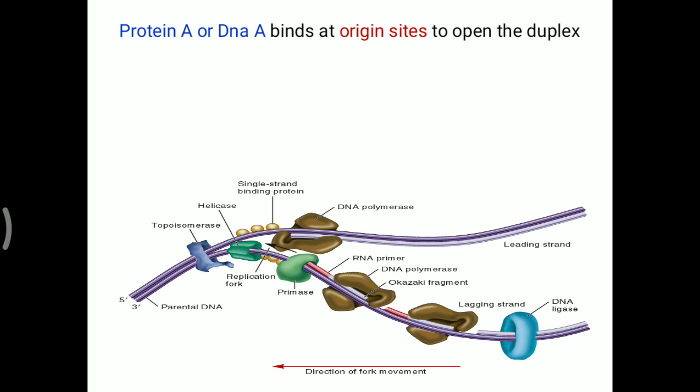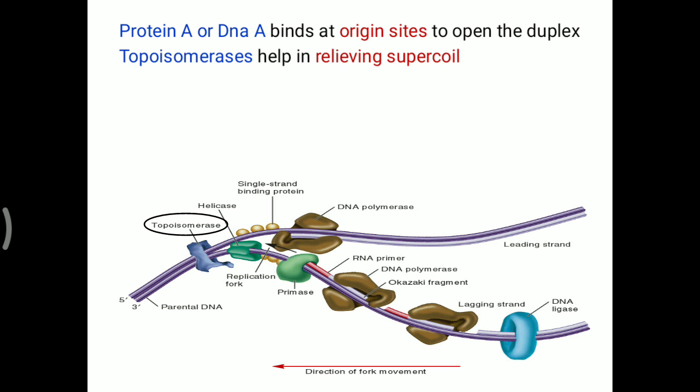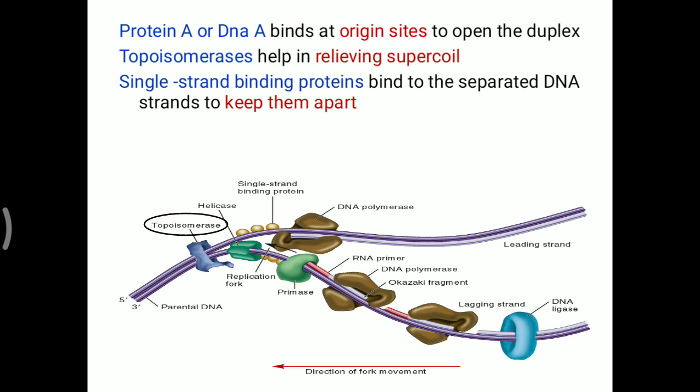Next, protein A or DnaA binds at the origin site to open the duplex. First the duplex, or spiral helical structure, is opened with the help of protein A. Next is topoisomerase. When the duplex is open, supercoiling will be generated, so the supercoil needs to be relieved, and that is possible with the help of topoisomerase, which you can see in the picture. Now single strand binding protein binds to the separated DNA strands to keep them apart, preventing collapsing or reannealing of the DNA structure. There is a need for this SSB, which keeps them apart. You can see that SSB in the picture.